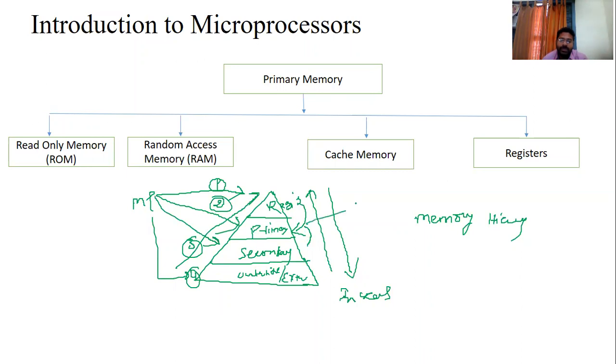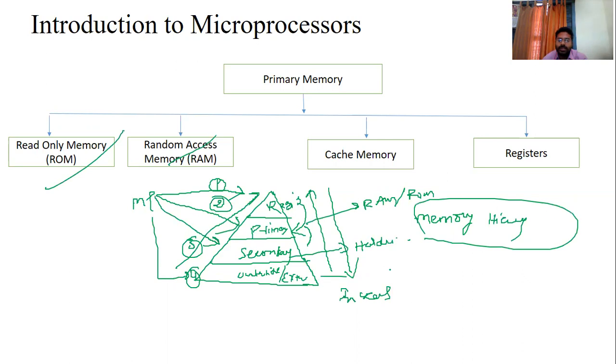So what are the primary devices? RAM, ROM. These are the primary devices. Then what are the secondary memories here? We are talking about the hard disk, then USBs and CDs we are connecting like this. The microprocessor is able to connect first to registers, then primary memory, and then secondary memory.